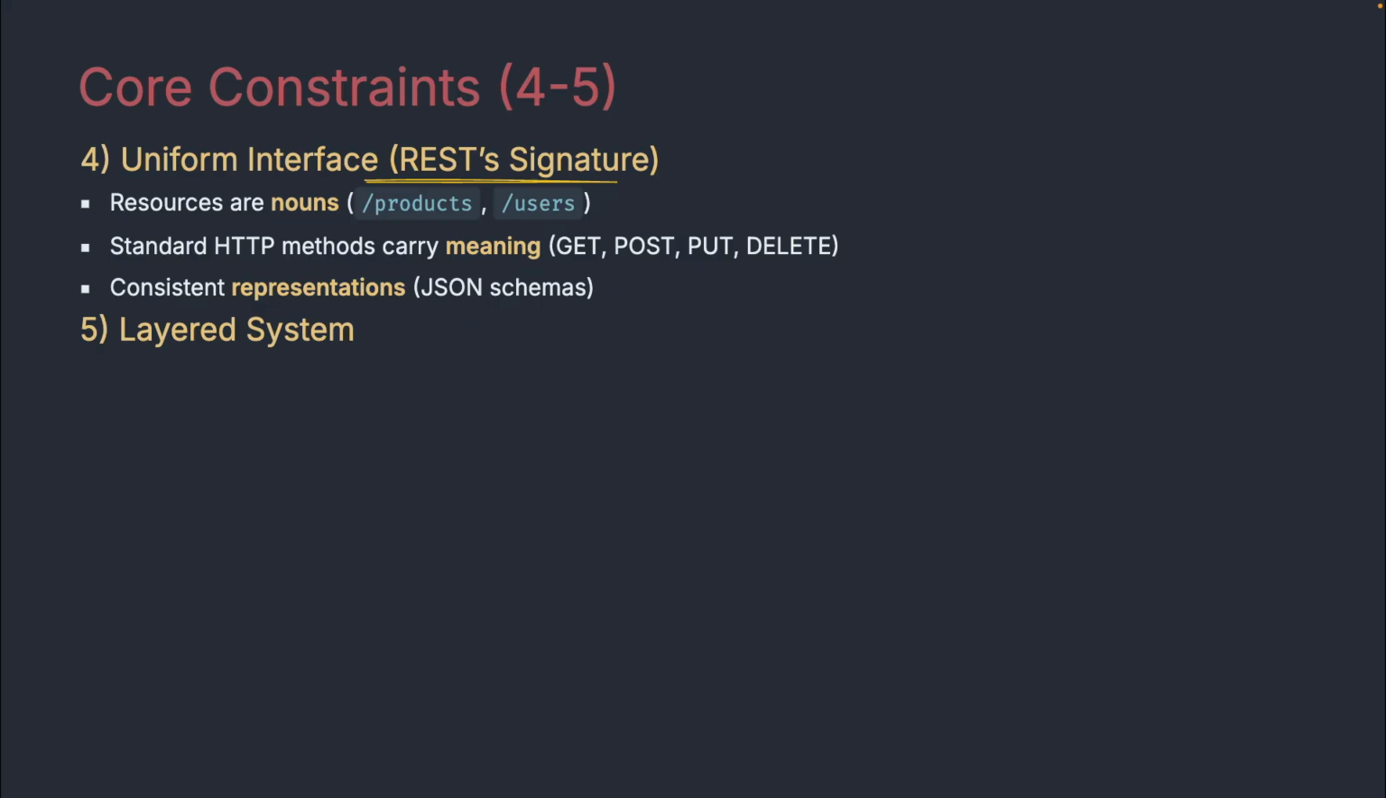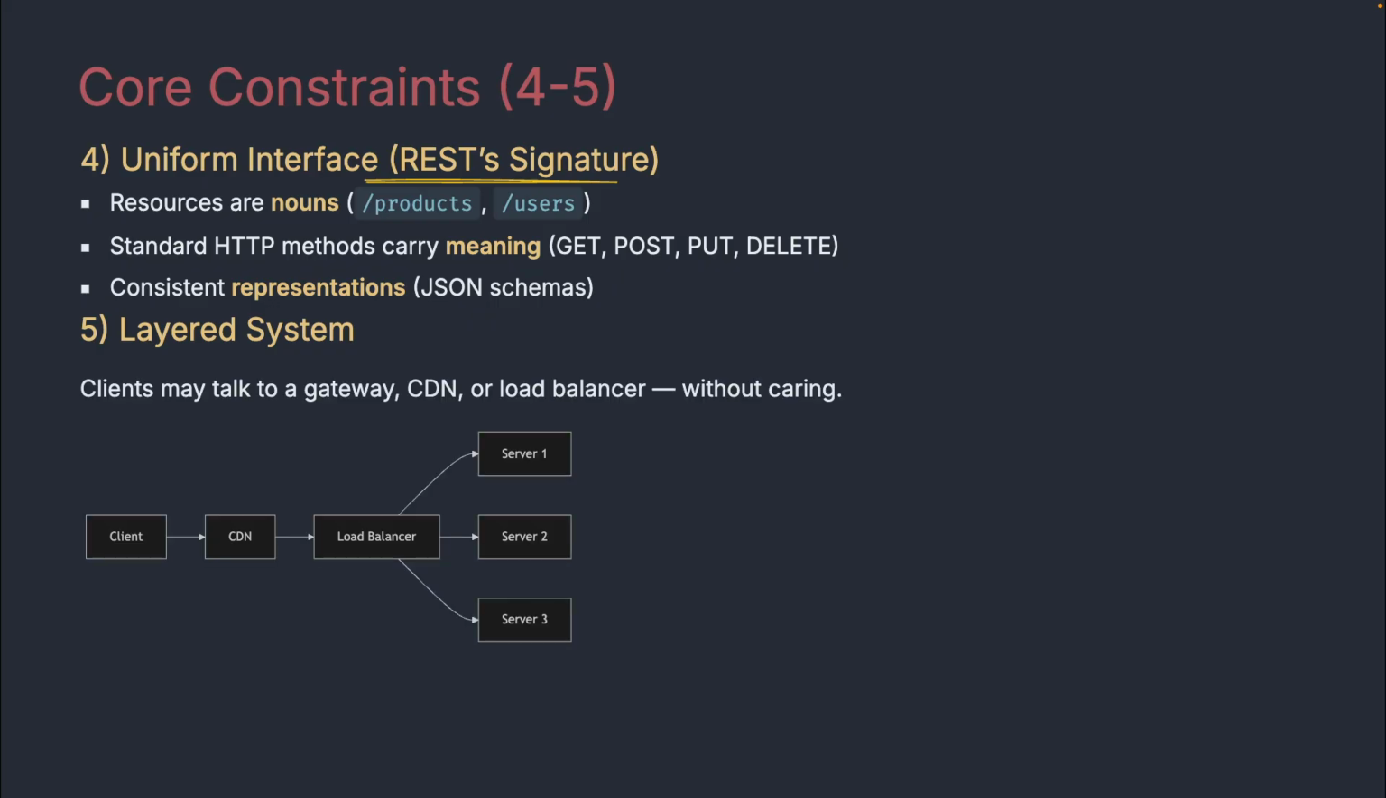Number 5 is a layered system. What that means is your client doesn't need to know if it's talking directly to the server or going through a CDN or load balancer. So you can put pieces in the middle, the way that was mentioned before, and it doesn't matter, right? If you just have a client hitting your server, that's okay. But then if you put a load balancer, your client doesn't need to change. It still communicates and the system should work.